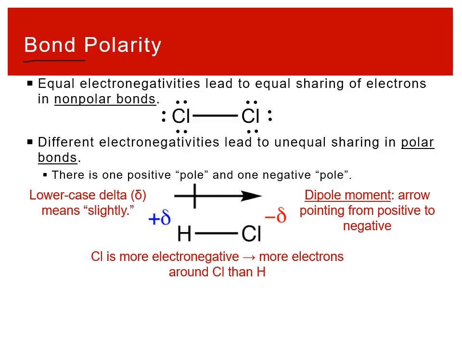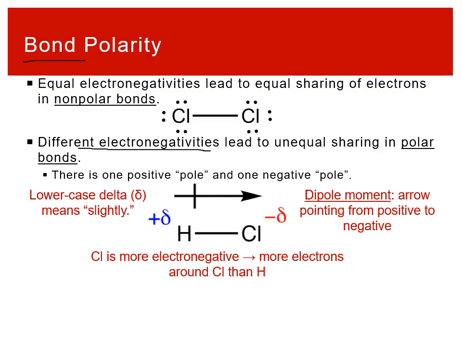Atoms with different electronegativities would have a polar bond. Okay? In order for atoms to have different electronegativities in a bond, they just have to be different atoms. You can go look on the chart and find some fringe cases of where there's two different atoms with the same electronegativity. We're not going to worry about that. Two atoms that are the same, nonpolar. Two atoms that are different, polar.